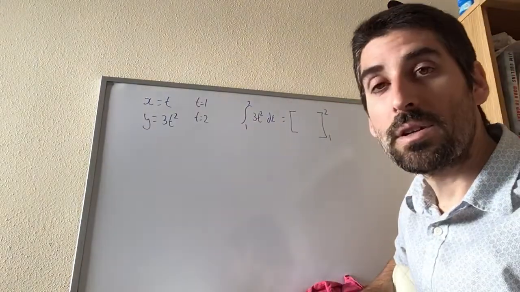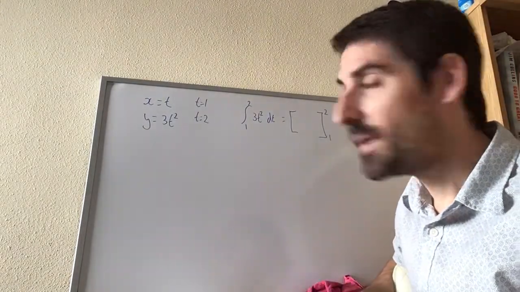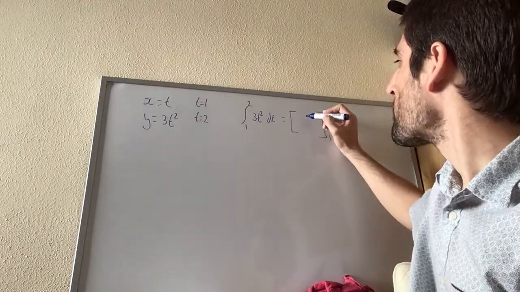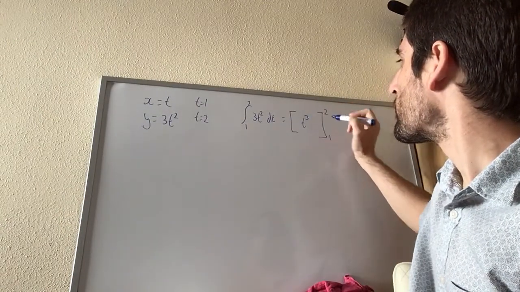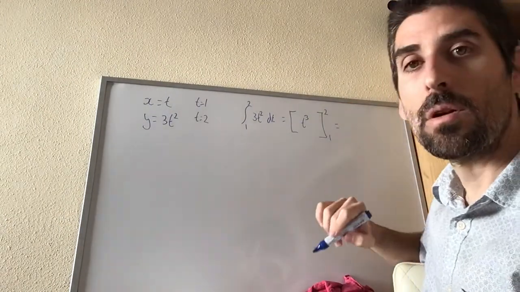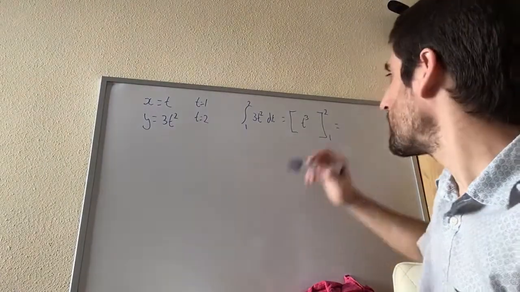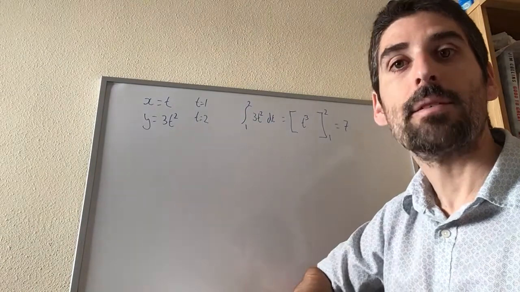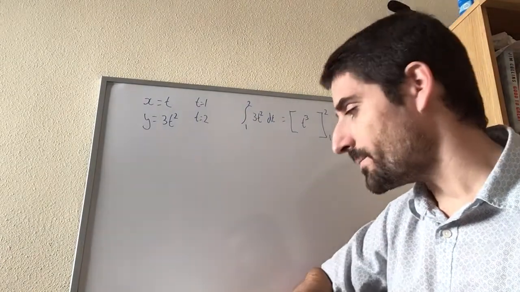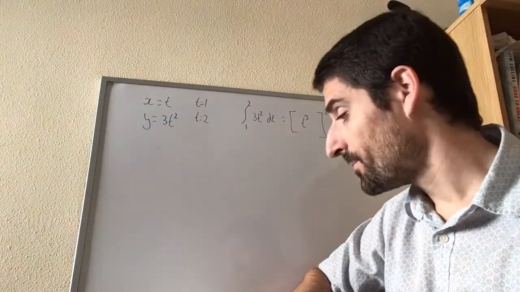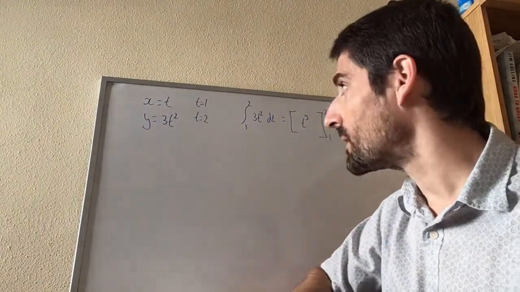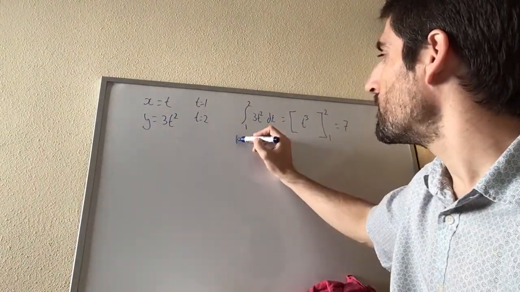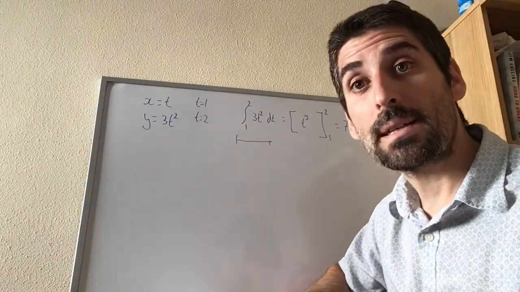Integrate 3t squared shouldn't be a problem at this point in time. Substitute 2, substitute 1, take them away from each other. The answer is 7. Fantastic. If only every question was like this. Unfortunately, not every question is going to be like this. So this is example 1. Shall we have a look at example 2?